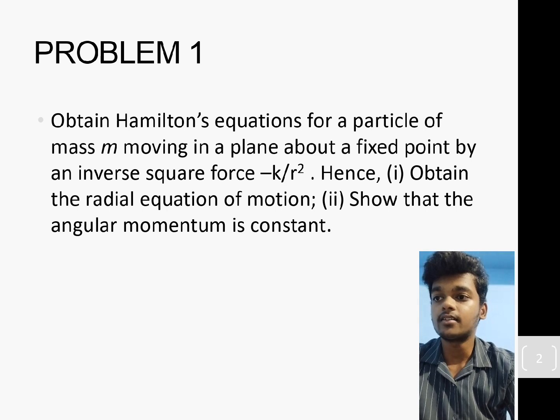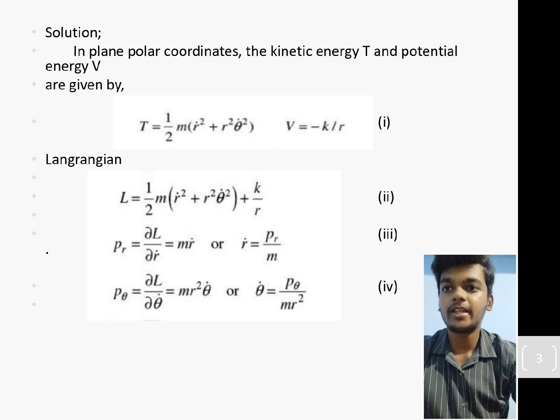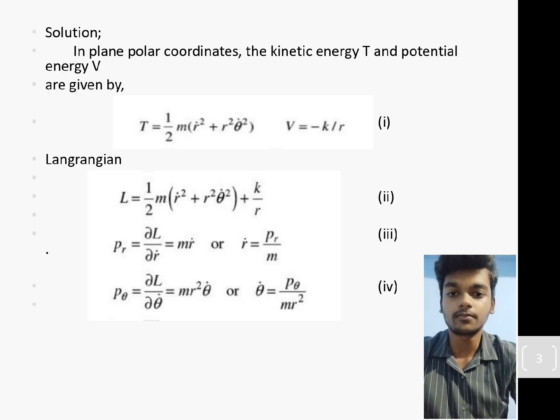So here a particle is moving in a plane about a fixed point by an inverse square force. So we have to find its radial equation of motion and also we have to show that the angular momentum is constant. In plane polar coordinates, the kinetic energy we are referring to as T and the potential energy V. They are given by kinetic energy T equal to half m into r dot square plus r square into theta dot square, and potential energy V equal to minus k by r. So this will be our equation 1.